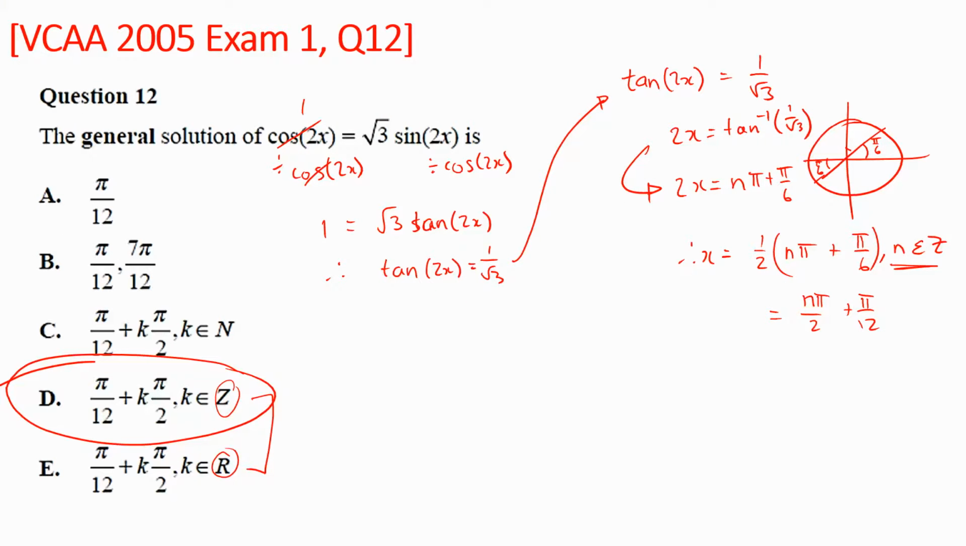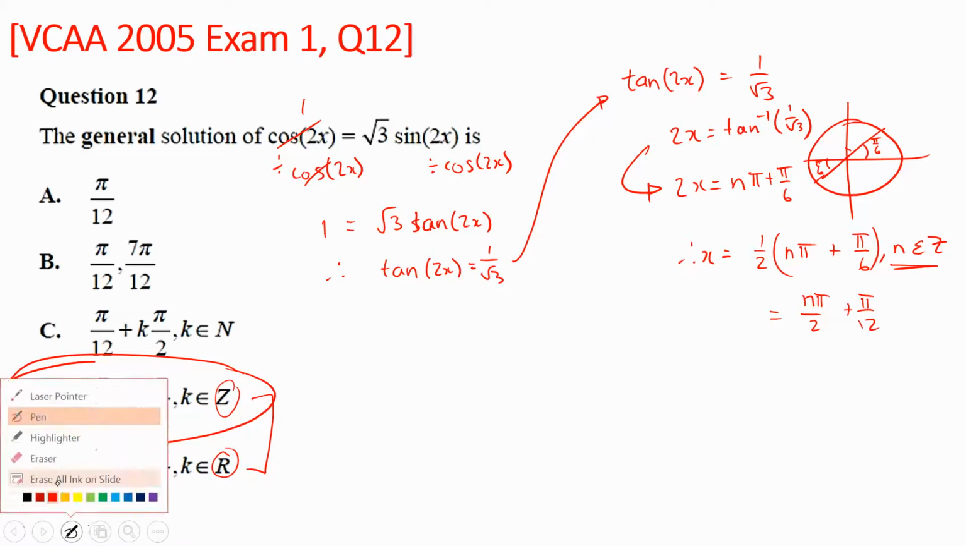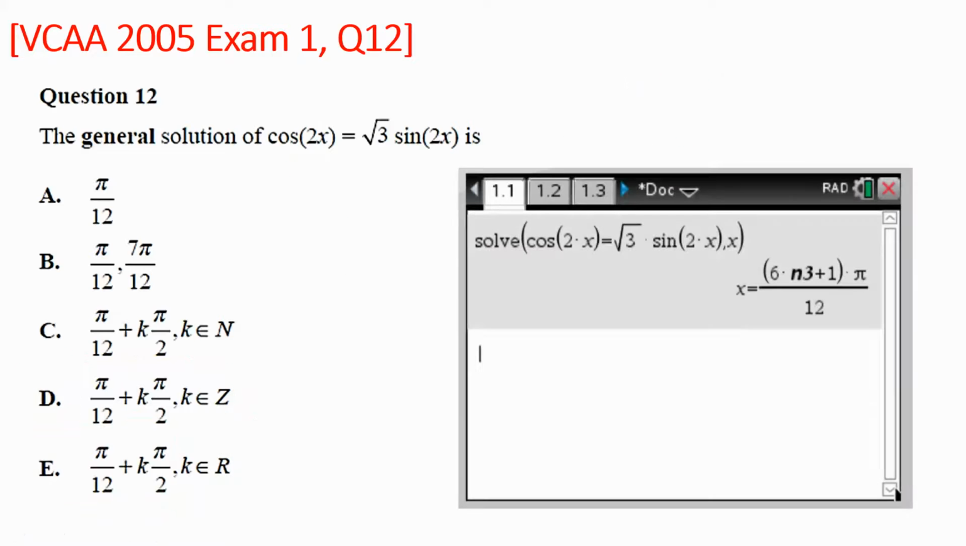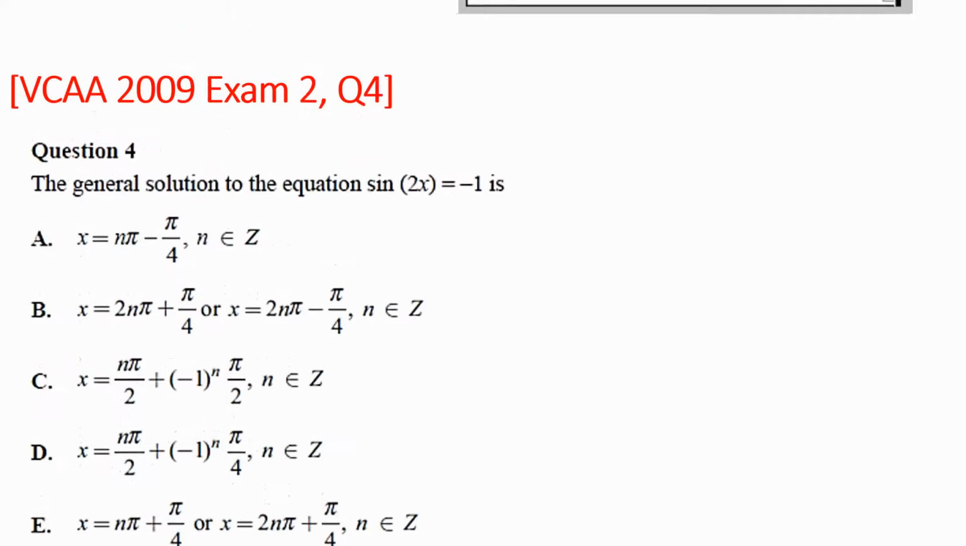But if you were to do it by calculator, it would have been within 15 seconds. This is what you would have done. You would have typed in solve cos of 2 times x equals root 3 times sine of 2x, and it gives you that, which you have to break the fraction apart. So pi times 6, they call it n3, but you can treat it as an n. So 6n pi plus pi all over 12, and you can simplify 6 and 12 to be half, which is why you got n pi on 2 plus pi on 12. And you can do the same for the next one.